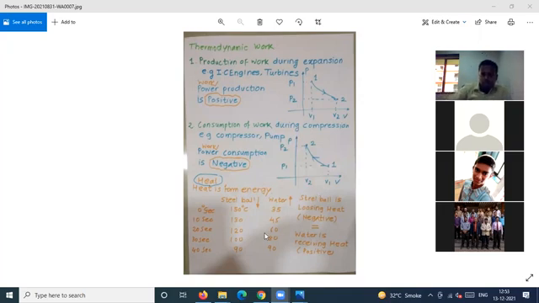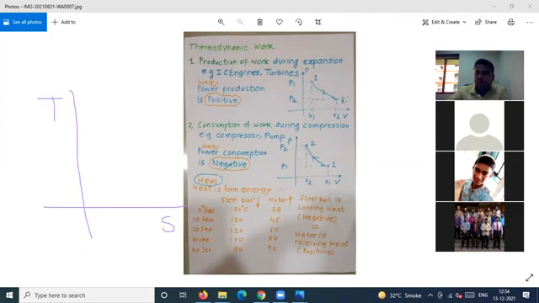Yes, sir. Okay. Now let us come to the concept of heat. Now see how to understand heat. Now you can see on a PV diagram you have plotted the process. If I plot the same process on a TS diagram, this is the T axis and this is the S axis.